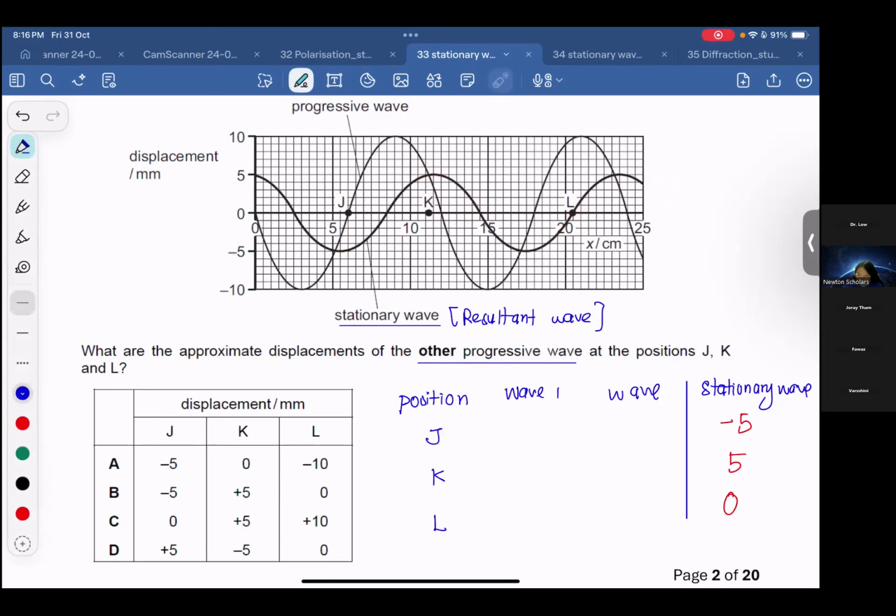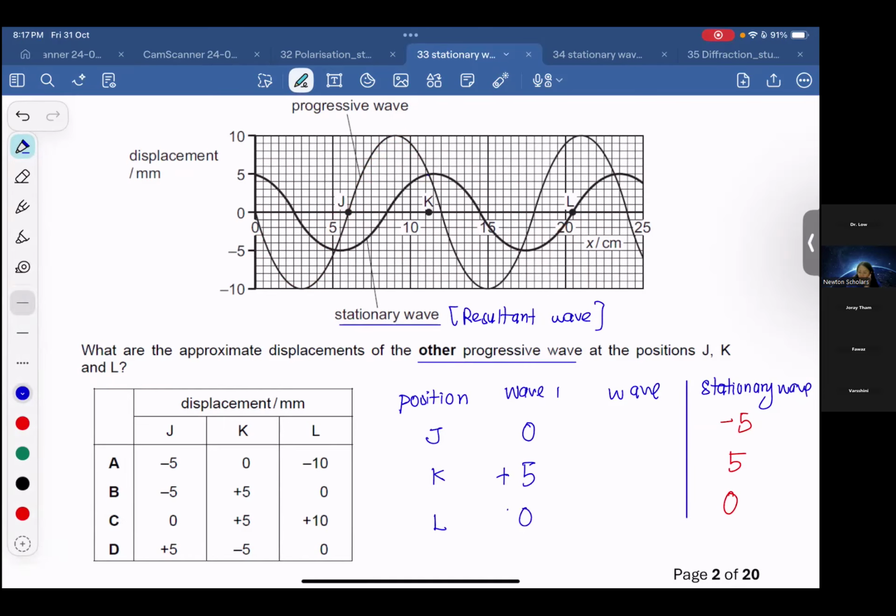Now wave 1. We look at wave 1 here. Wave 1 at position J, the thinner line is my wave 1. Wave 1 is at 0. Am I right? Here is 0. Then K, the thinner line is at 5. Okay, L, my thinner line is at 10. So here we are done already. We can try to find your wave 2.